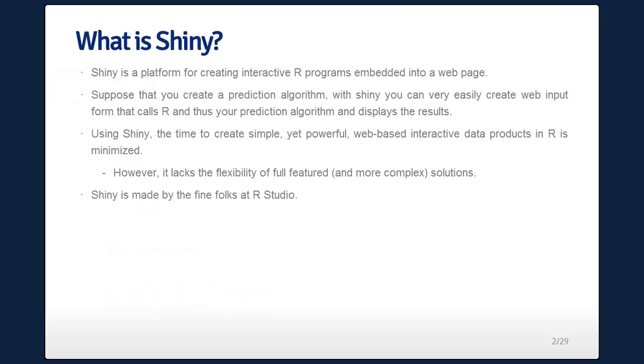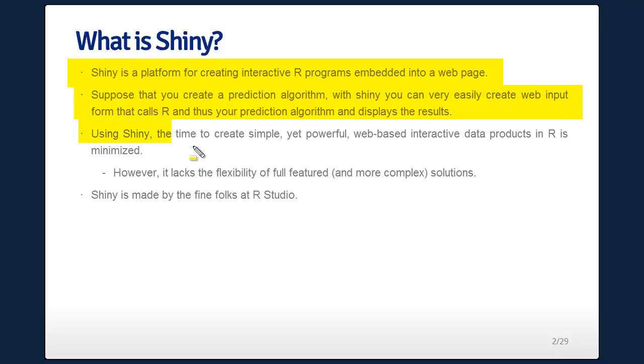Okay, so what is Shiny? Shiny is a platform for creating interactive R programs in a web page. Let's give an example. Your boss comes in and you've created a prediction algorithm, and they want you to put it up in a format so that lots of users can access it, and they don't all have to come to you to get their predictions. They want to be able to point and click, but you want to be able to do it quickly. You don't want to involve legitimate web development and these other things.